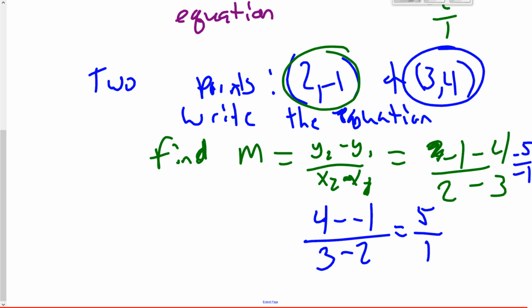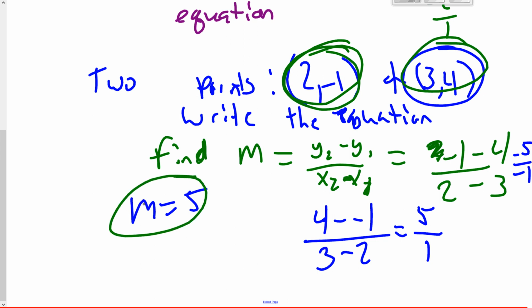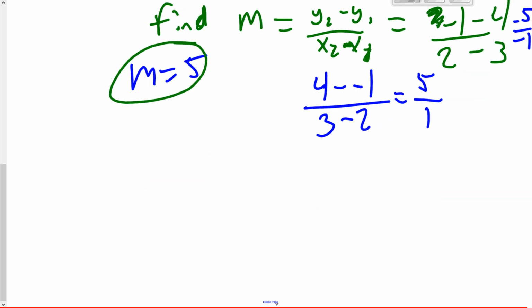So my slope is 5. Once I have that slope, I can go to point slope form because I'm given 2 points, and now we have a slope. It doesn't matter which point I choose. I can choose any of them.